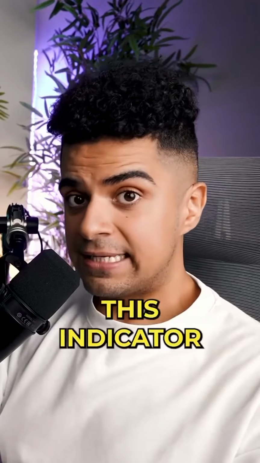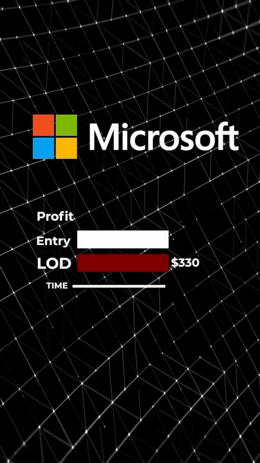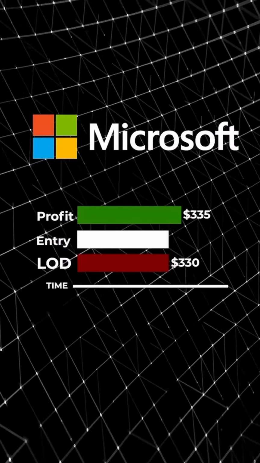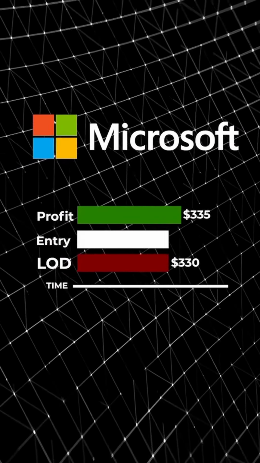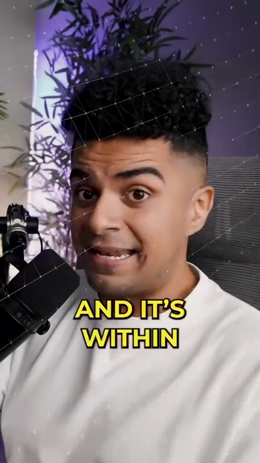And the second way this indicator can help you is that if you take Microsoft on any given day, maybe you enter around the $330 level and your profit target is $335. That makes sense because your profit target is like 5 points from the low of the day, if $330 is the low of the day, and it's within the ATR.